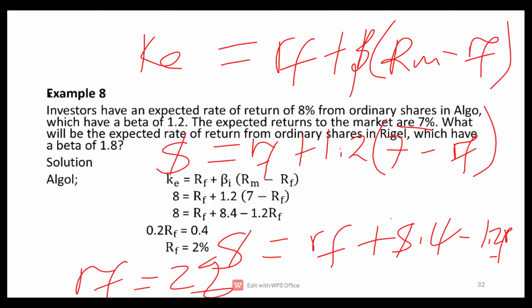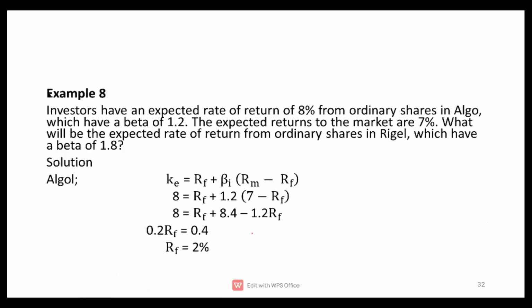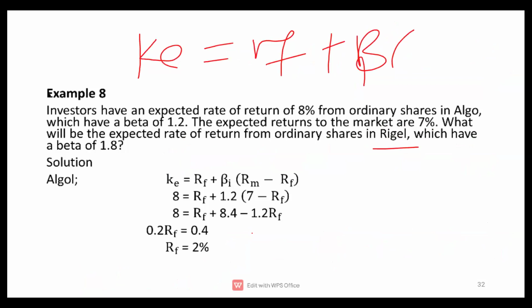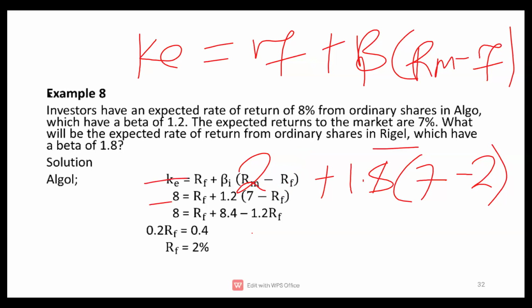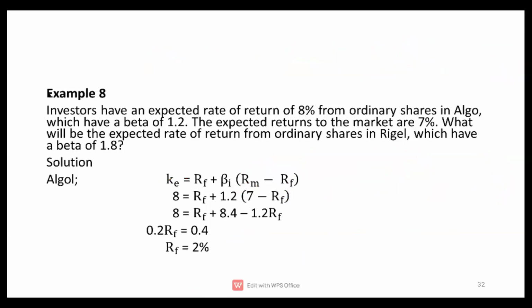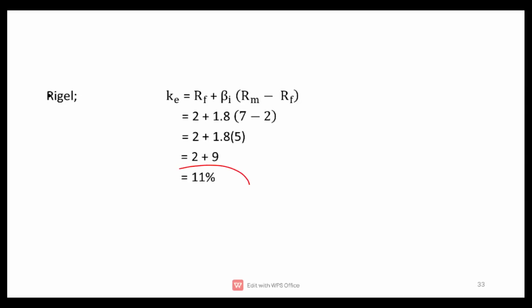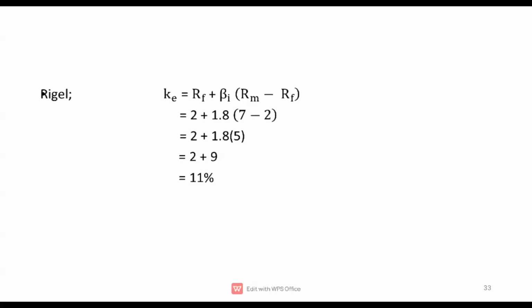Which means every firm is using 2% as the risk-free rate. Now that we have the risk-free rate, you can easily find it for Rigel company. The cost of equity shall be given as the risk-free plus the beta of Rigel times the return on the market minus the risk-free. The risk-free is 2%, plus the beta of Rigel, which is 1.8, multiplied by the return on the market, 7%, minus the risk-free, 2 as well. Just express them as percentages, so that you have 2 plus 1.8 times 7 minus 2, that is 5. When you do your computations, that should give you 11% as the cost of equity for this company.